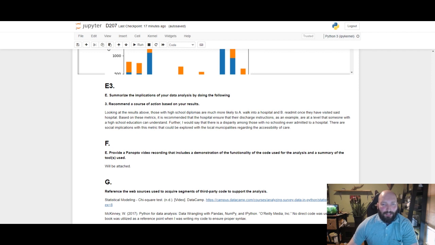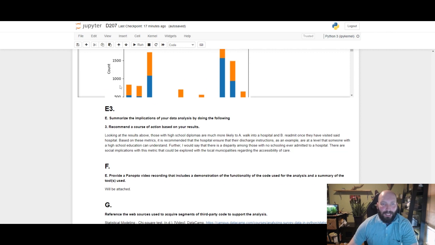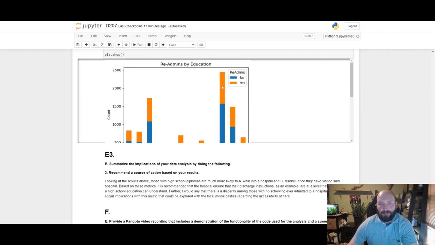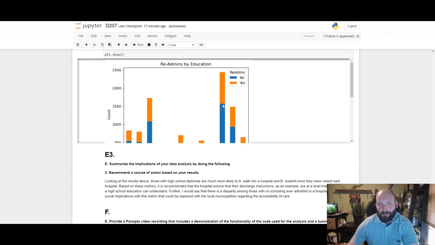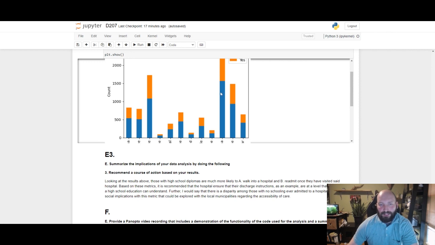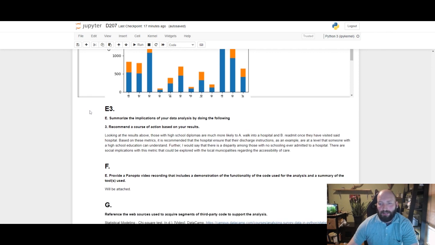And so, looking at the results, those with high school diplomas are much more likely to A, walk into a hospital, or B, readmit once they've walked in. But these numbers are skewed as far as the readmittance, because that's what we have the largest data set on. If we scale the data back, we're reducing it to very small amounts, and I don't think that's fair to the question. And I don't think it's going to be very valuable.